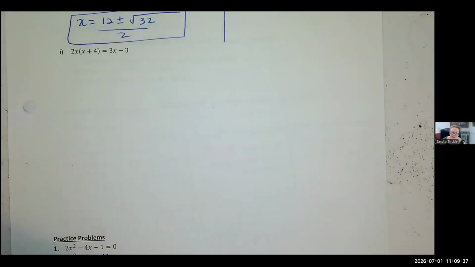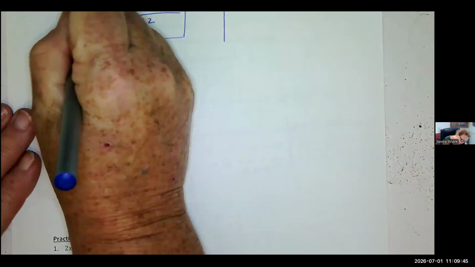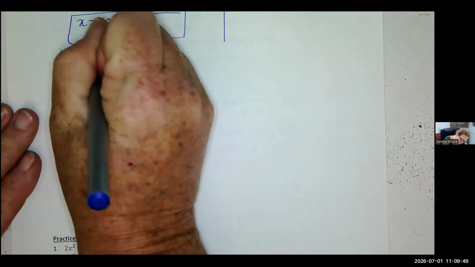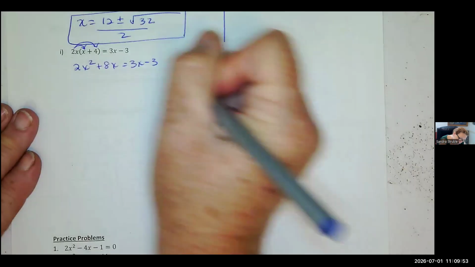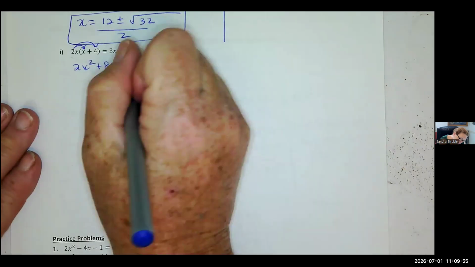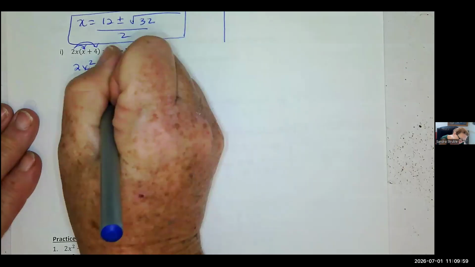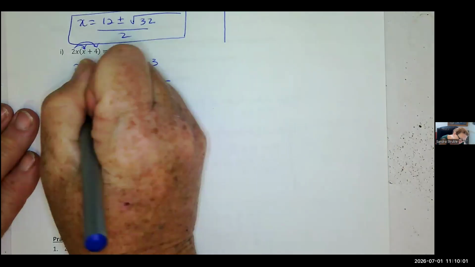Ooh, this one looks fun. Go ahead and pause the video, attempt this one yourself, and then come back to see how you did. All right, before we can do anything, we've got to distribute that 2x over this binomial. 2x times x is 2x squared. 2x times 4 is 8x. Let's move everything to the left side so that we can get it equal to 0. Minus 3x plus 3. 2x squared plus 5x plus 3 equals 0.